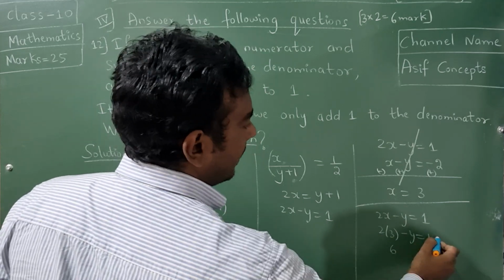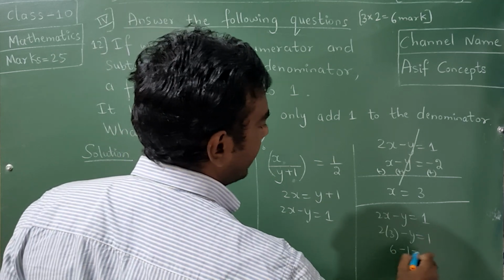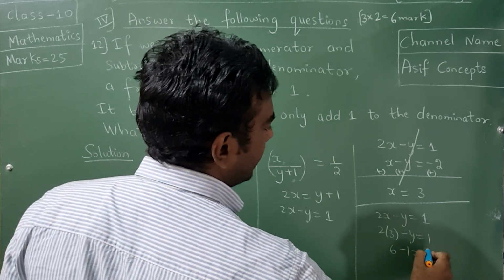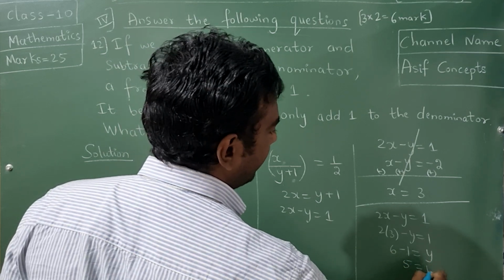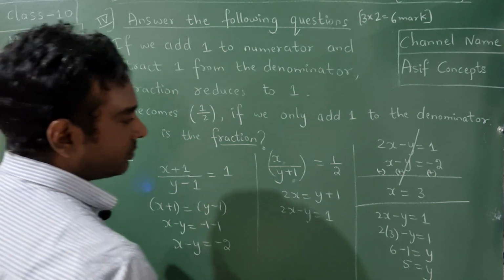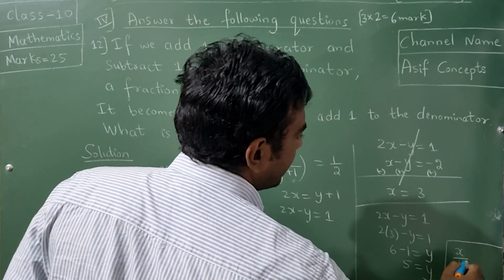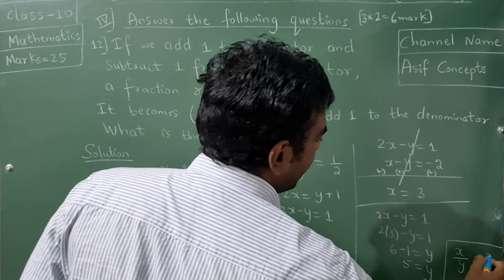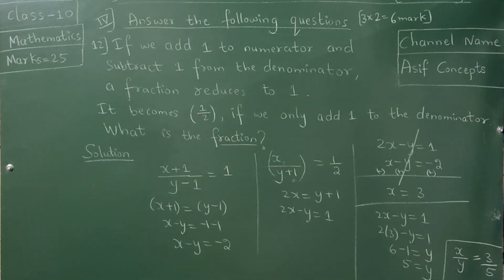Okay, 3 2s are 6. If this right side 1 comes to the left hand side, it will become minus. This minus y goes to the right hand side, it will become plus. So 6 minus 1 is 5. Now, what is the fraction? X value is 3 and y value is 5. So this is your answer.